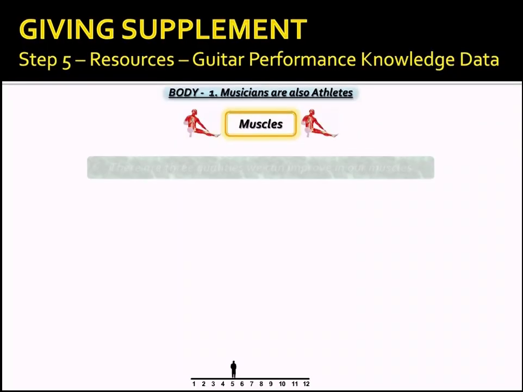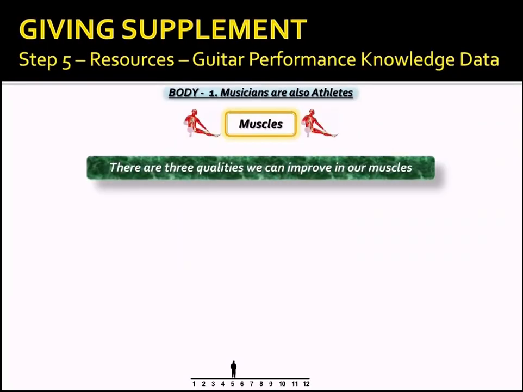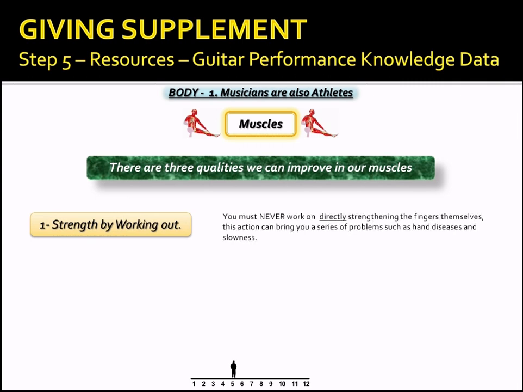Muscles. There are three qualities we can improve in our muscles. Number one, strength by working out. Every time you work on your body as a whole, your hands and fingers naturally benefit from that as well. You must never work on directly strengthening the fingers themselves. This action can bring you a series of problems such as hand diseases and slowness.